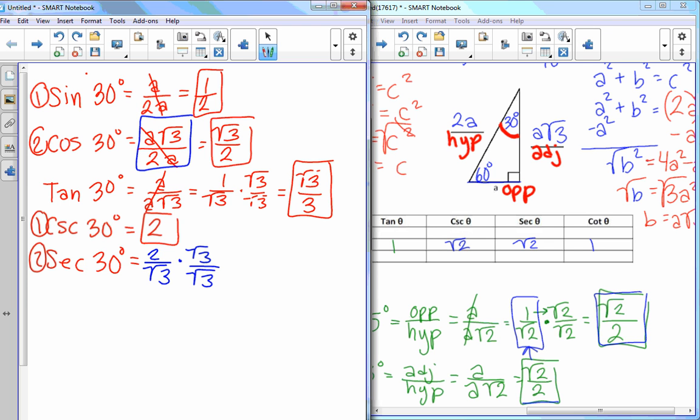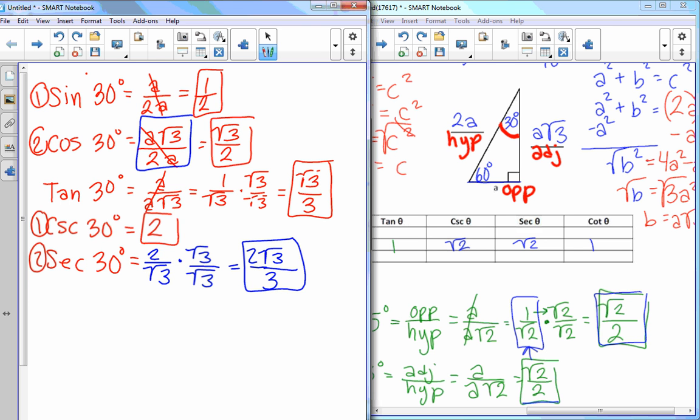Root 3 over root 3. Okay, Brittany, we're going to multiply and rationalize it. What do we end up getting? It's not 6, because 2 is not in the square root. 2 times square root 3. 2 square root 3. And root 3 times root 3 is just 3. So that one's not a mouthful. Secant 30 degrees is 2 root 3 over 3.